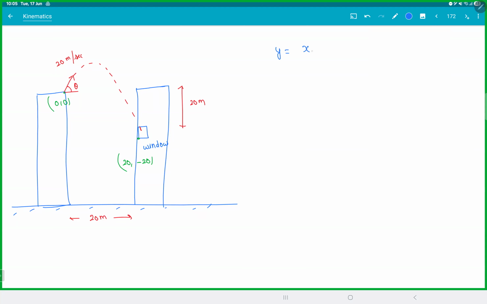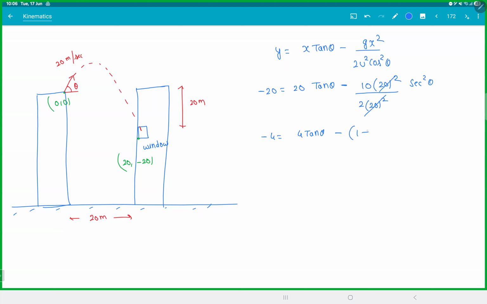So y is equal to x tan theta minus g x square by 2 u square cos square theta. Y is minus 20, x is 20, tan theta, g is 10, x is 20 square, 2, u is 20 square, cos square theta will go up, it will become secant square theta. 20 square goes off, you get minus 4. This will be 4 tan theta. The 2 and 10 will become 5, 5 will cancel with this. And secant square theta is 1 plus tan square theta.